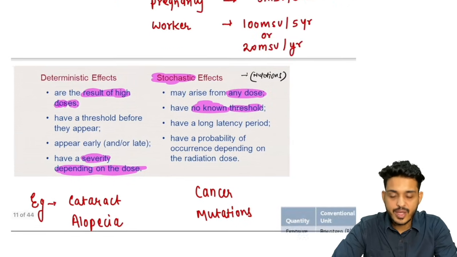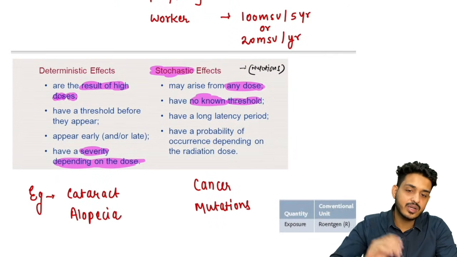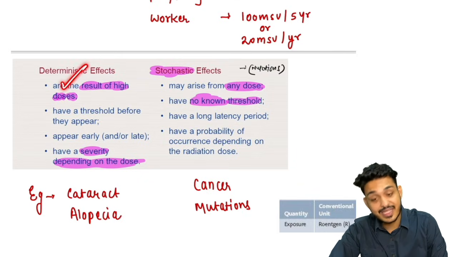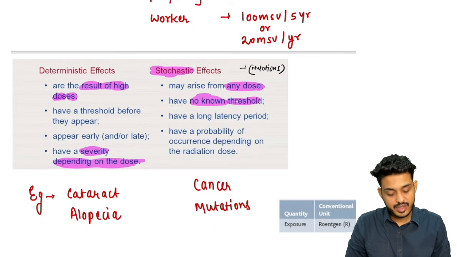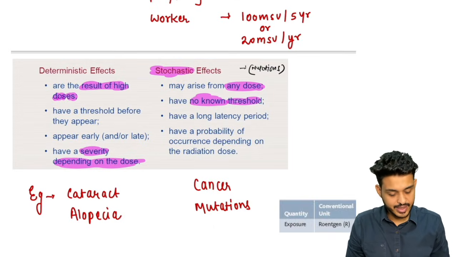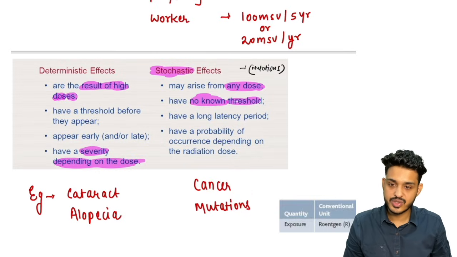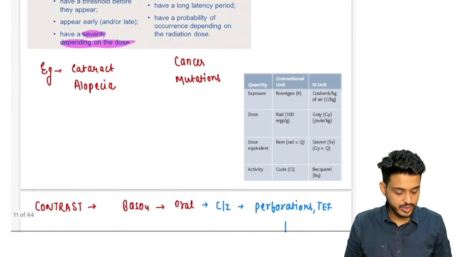So these are the two types of effect we are having. We have the deterministic effect, and we also have the stochastic effect, right? Deterministic means they are determined by the dose. Stochastic can happen at any dose. This can cause cancer. This can cause mutations in the patient, right? Basics you should be knowing, right?